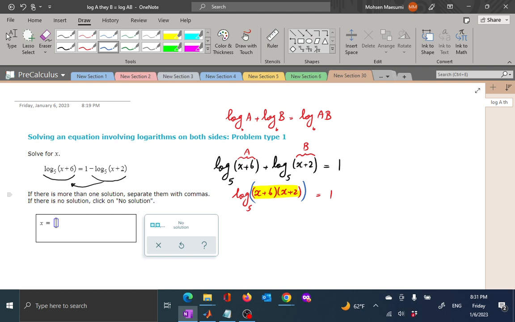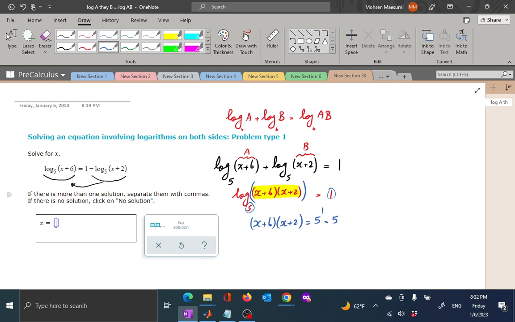Well, logarithm of what number in base 5 is 1? Well, it has to be logarithm of 5. How do we write it formally? We say that number x plus 6 times x plus 2 is equal to this base raised to this exponent, which is just 5 raised to 1 is just 5.